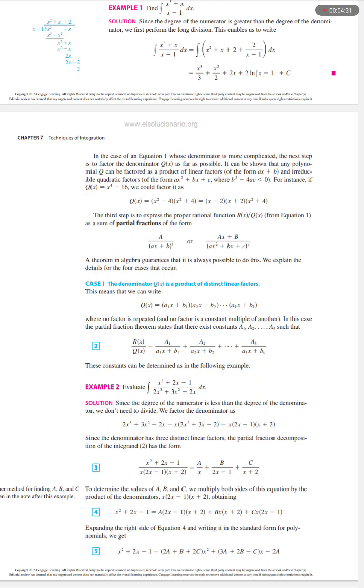In this case, the partial fraction theorem states that there exist constants A sub 1, A sub 2, and A sub k, such that equation 2: R of x over Q of x equals A sub 1 over (a sub 1 x plus b sub 1) plus A sub 2 over (a sub 2 x plus b sub 2) plus ... plus A sub k over (a sub k x plus b sub k). These constants can be determined as in the following example.